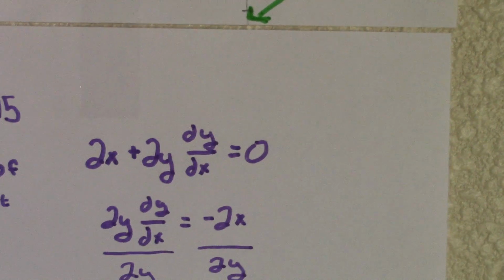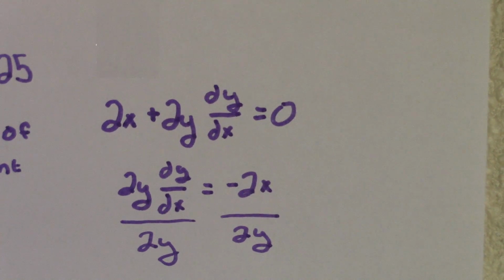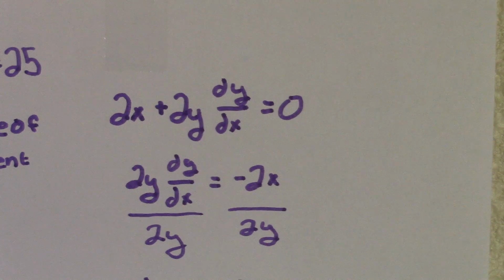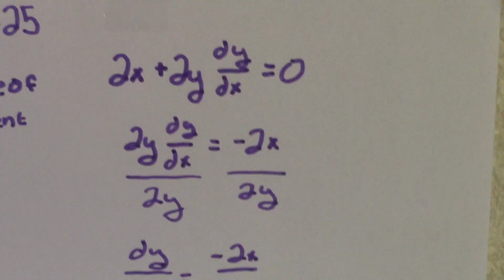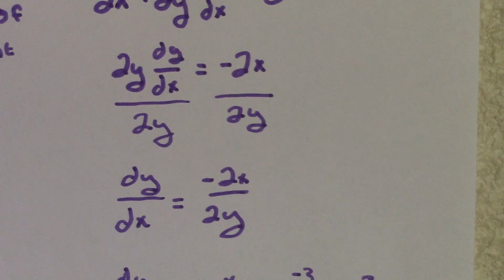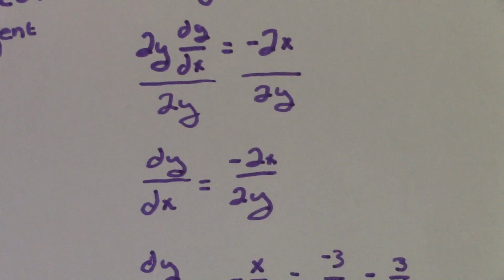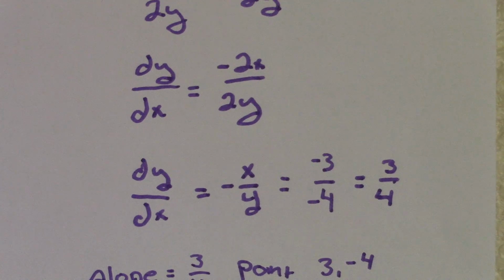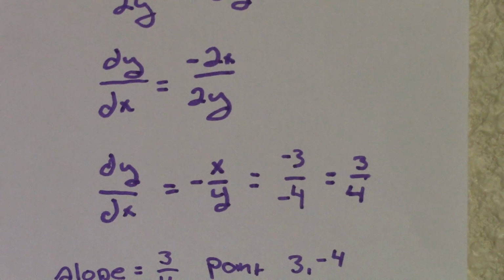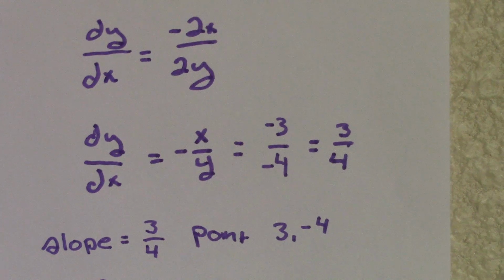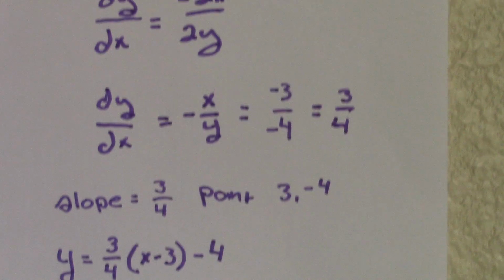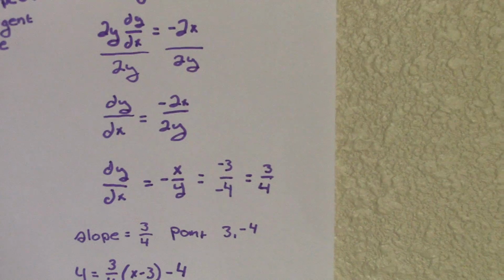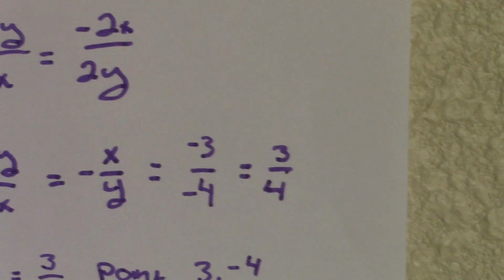So that's what I did there, and then I subtracted 2x, so I have 2y dy/dx equals negative 2x, and then to isolate dy/dx, I divide by 2y. So we end up getting dy/dx equals negative 2x over 2y. The 2's cancel out, so it ends up being dy/dx equals negative x over y. Then we can substitute in x and y values, which ends up being negative 3 over negative 4 equals 3/4. So we find that 3/4 is the slope for one of our tangent lines.